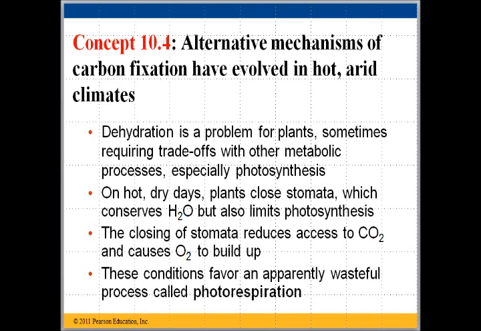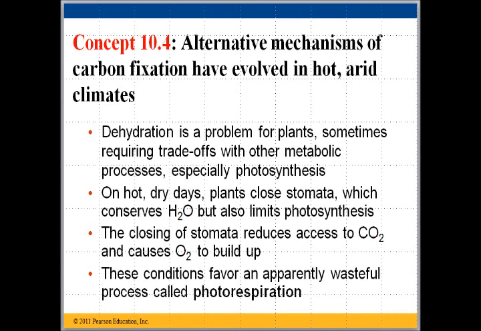And then we also mentioned fermentation, which is slightly different in that it doesn't use the electron transport chain, doesn't create nearly as much ATP. So there were some variations of respiration, and that's going to be the case in photosynthesis as well. There are some variations. We're going to take a look at two of those variations right now. Concept 10.4 says alternative mechanisms of carbon fixation have evolved in hot, arid climates.